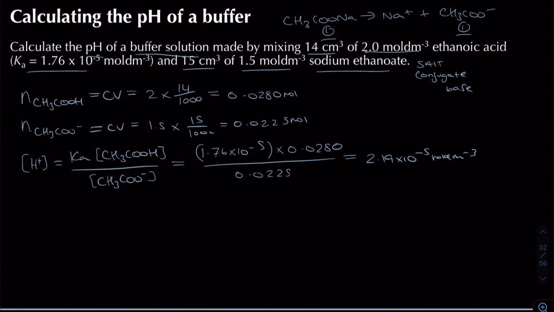I can then calculate a value for the pH, which is equal to minus log to the base 10 of the concentration of H plus, which is 2.19 times 10 to the power of minus 5. I put that in my calculator, and the value for pH is 4.66 to 2 decimal places. So you get quite a few different marks over here, and this is how you calculate the pH of a buffer.